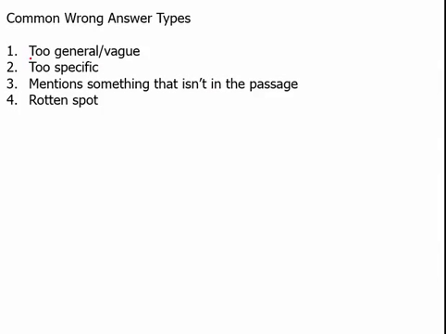Next, we have that mention something that isn't in the passage. This is one that usually isn't as tricky because it brings in information that wasn't even mentioned. And finally, the rotten spot, which is a wrong answer choice that we've already gone over, is common on the primary purpose, where everything looks like it's going fine, and then they throw in a word or two towards the end that derails everything and makes that answer choice invalid.